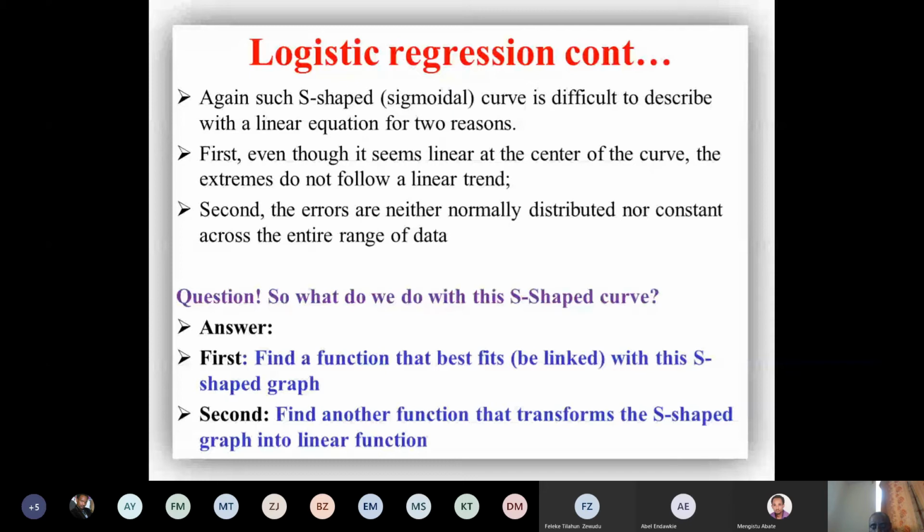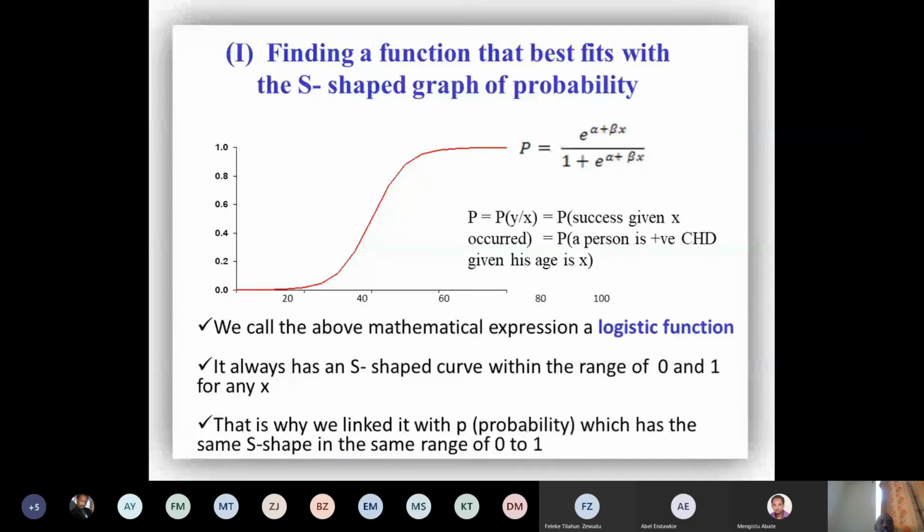So we don't forget, we have two steps that we should pass through. One, just find a function that has an S-shaped curve, and this will fit the data very well. Second, transform that S-shaped curve into a linear model, right? To a straight line. That process is called transformation. Okay, so let's do that. Step one, finding a function that best fits the S-shape graph of the probability.